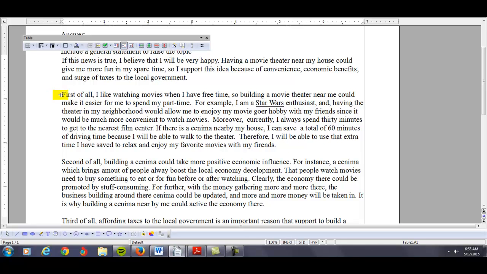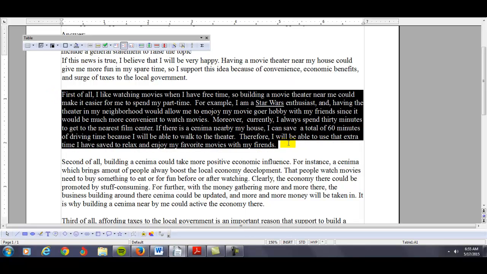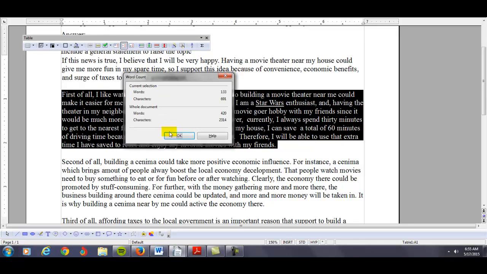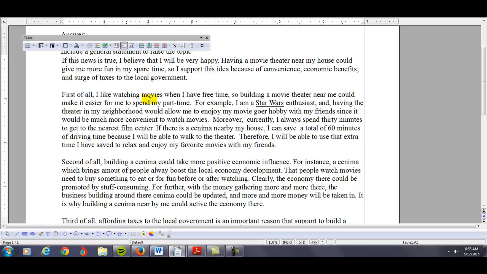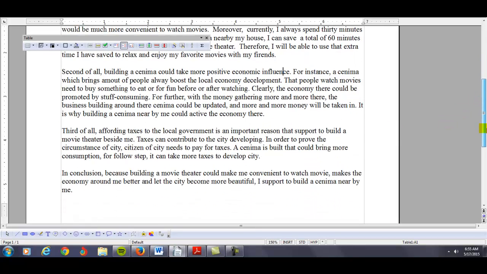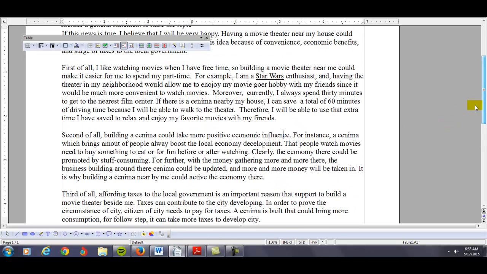Okay, so I think we got it. Let's take a look at this paragraph here. Yeah, we're at 133 words. This is plenty. Alright, so I'm not going to continue to correct these other paragraphs. I'd probably be here another hour. So let's take a look at what we've done so far.